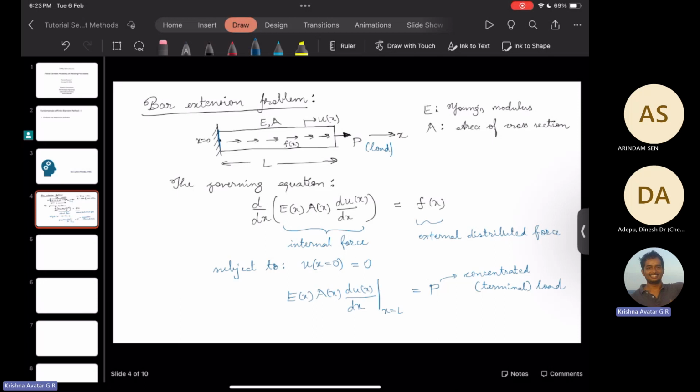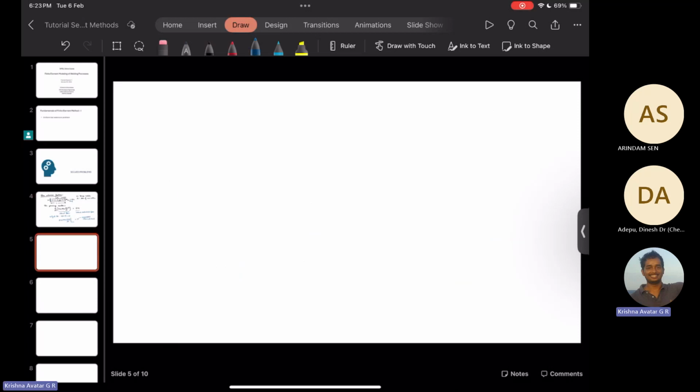Okay, so this is the general setting of this problem. Before this, let's first try to develop finite element methodology to solve this problem. Let me write the problem here again once more. It's d by dx of E(x) A(x) du(x)/dx is equal to f(x), right?